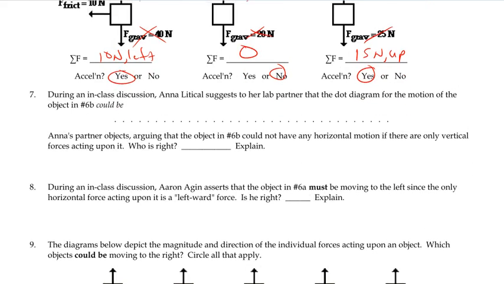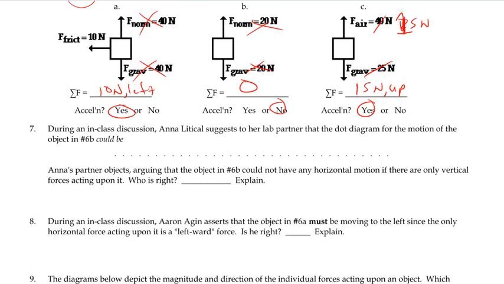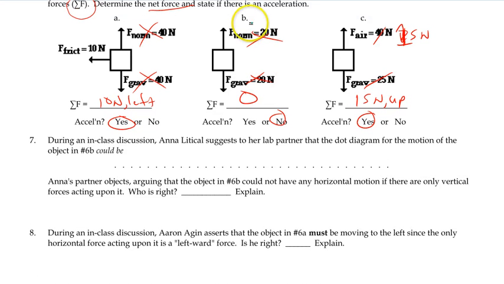Okay, so now the discussion looks at the diagram in object 6B here. This is the one that we're talking about. Could be this dot diagram, which would indicate constant velocity. Dots are equally spaced, moving in a straight line. Anna's partner would object, saying no, it could not have any horizontal motion because there are only vertical forces acting on it. In this case, it's Anna who's right.